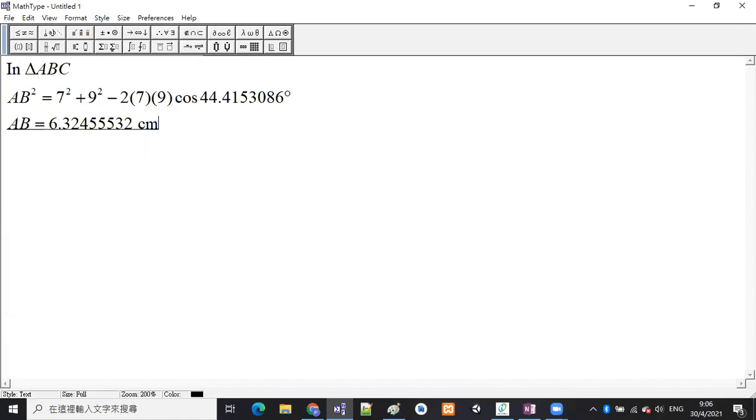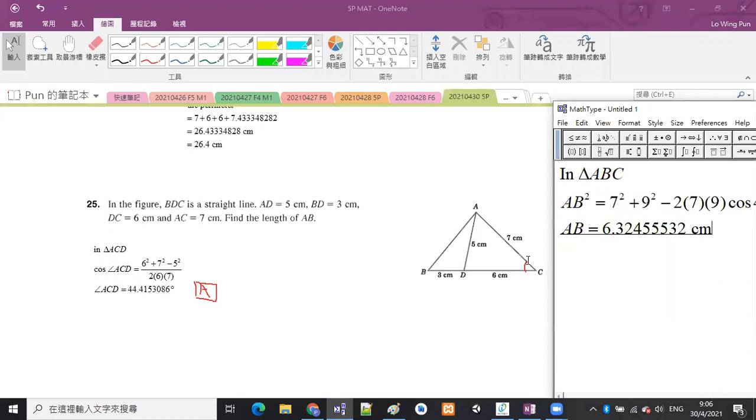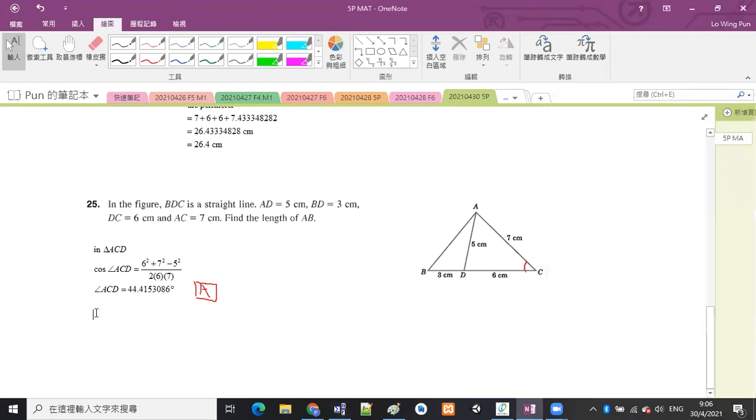455532 cm. As AB will be the final answer, so we better correct this number to 3SF. So that should be 6.32 cm. Okay, so that is the final answer.